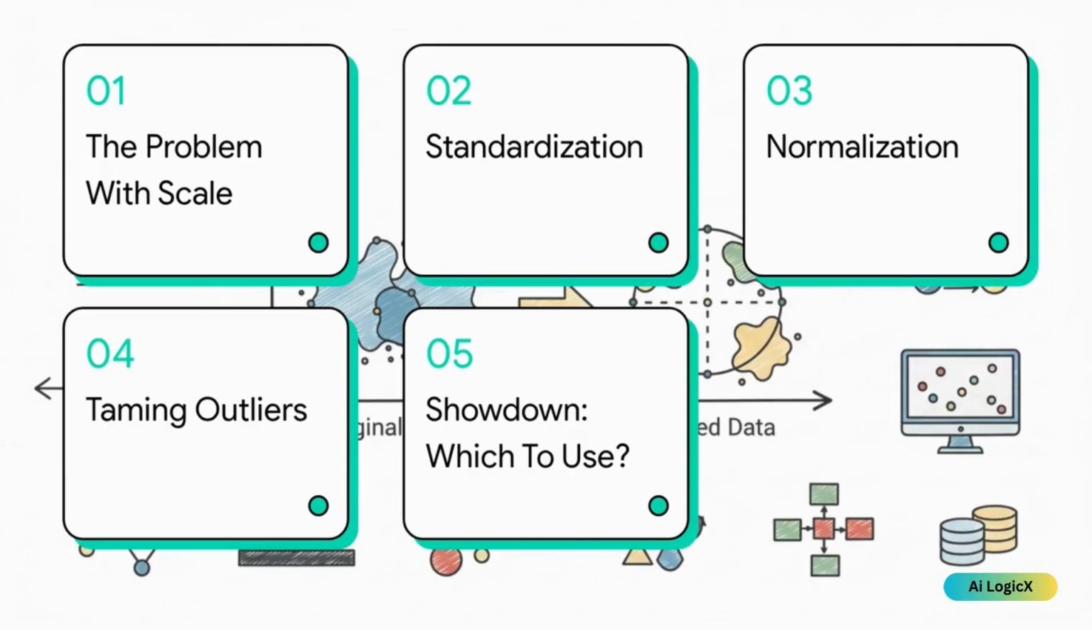So here's what we're going to cover. First, we'll look at why we even have this problem in the first place. Then we'll dive into standardization, then normalization. After that, we'll talk about a special case, those pesky outliers. And finally, the main event, how to choose which one to use.